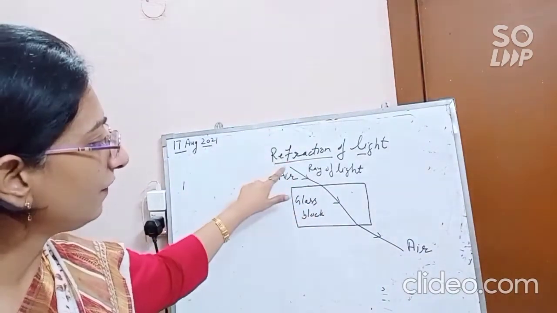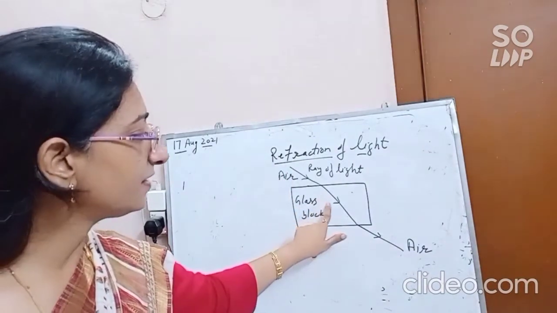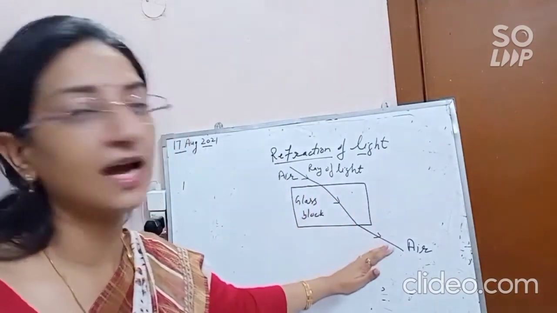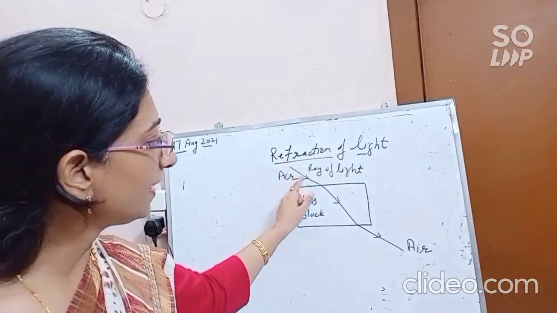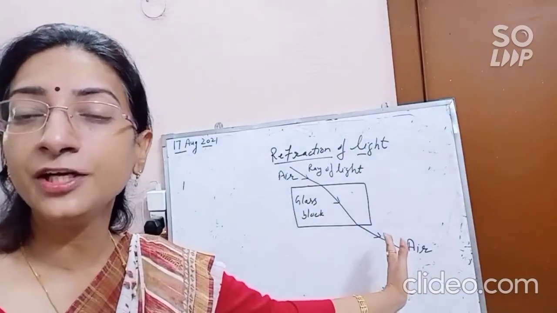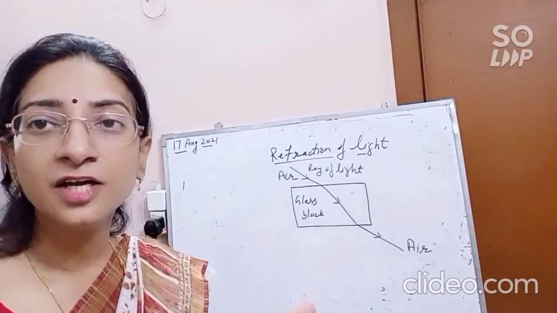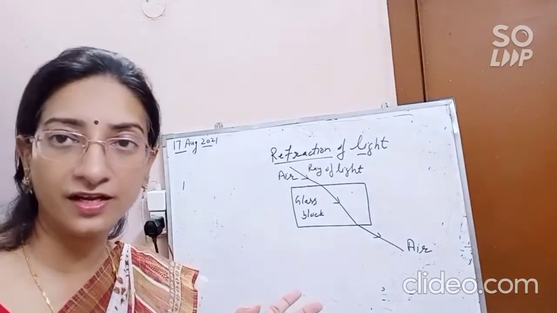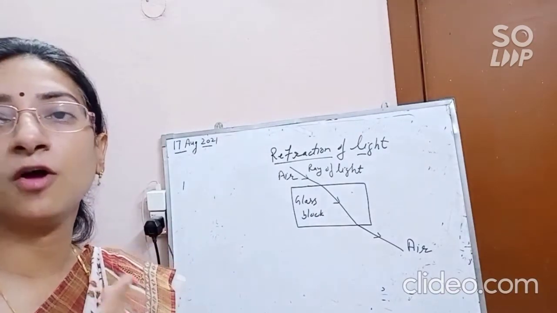When a ray of light passes from, what is this medium? This is air, and this is glass, and the ray of light passes from air to glass and then glass to air. As you see in the figure, the ray of light is bending, and it will bend towards or away from the normal. It depends upon whether the light is moving from the rarer to the denser medium or from the denser to the rarer medium.